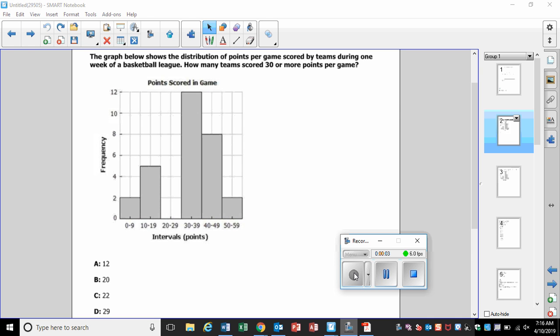Question 1. The graph below shows the distribution of points per game scored by teams during 1 week of a basketball league. How many teams scored 30 or more points per game? Choice A, 12. Choice B, 20. Choice C, 22. Choice D, 29.